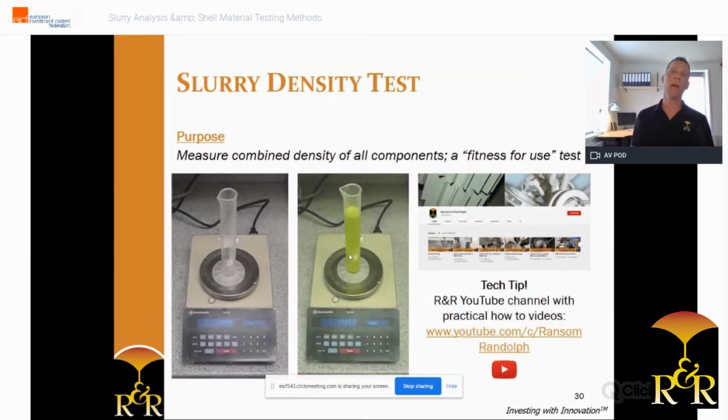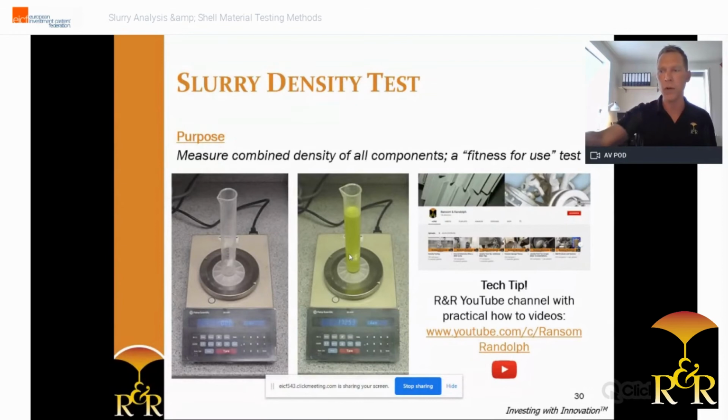Slurry density, it measures the combined density of all the components in a slurry. So it is a fitness for use test. But this test is also important for me because I need a value to be able to calculate the required slurry correction. I'm coming back on this.